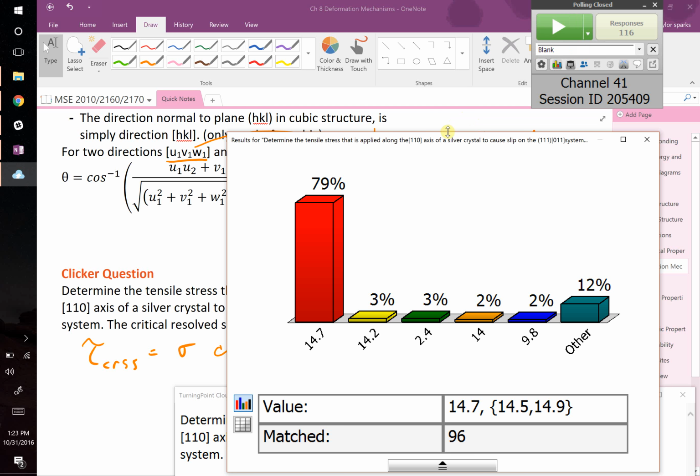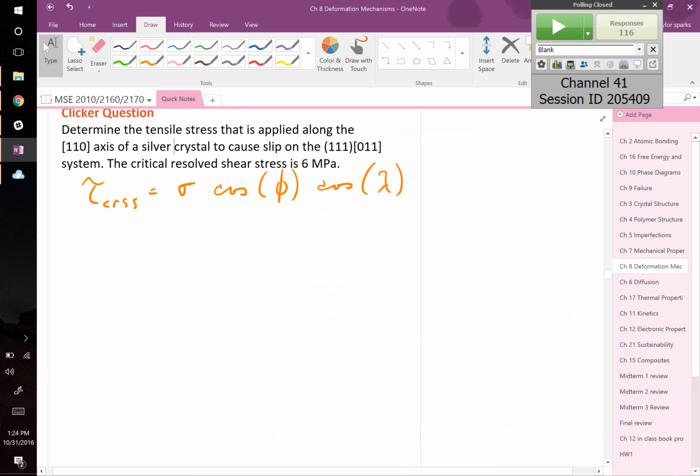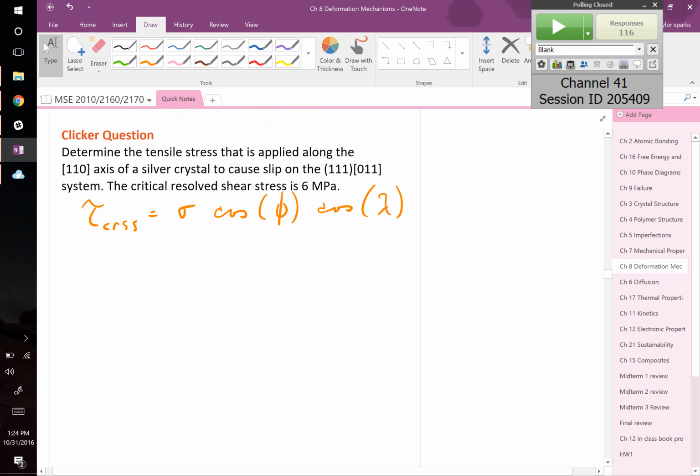Okay, good. Most people got the correct answer, which is 14.7. So let's actually work through this together. I told you in the question that the resolved shear stress, which is a materials property, is 6 megapascals. Whenever the resolved shear stress hits 6 megapascals, this thing's gonna start to slip. So the point at which it hits it, it's gonna be the stress that we're solving for times cosine of phi times cosine of lambda.